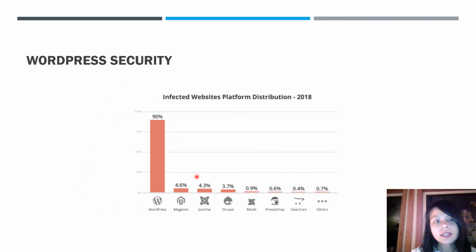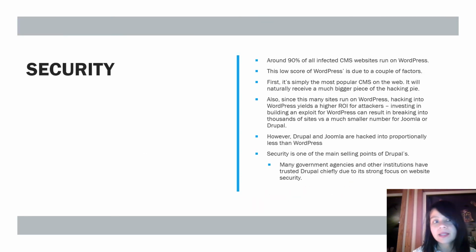You can see here, WordPress security, infected website platform distribution 2018, not too long ago. Whoa, so much for WordPress, right? 90% here and the rest so much less. But it's a little bit unfair, this graph that I showed you. It does say that around 90% of all infected CMS websites run on WordPress. This low score of WordPress security is due to a few factors. First of all, it's simply the most popular CMS on the web.